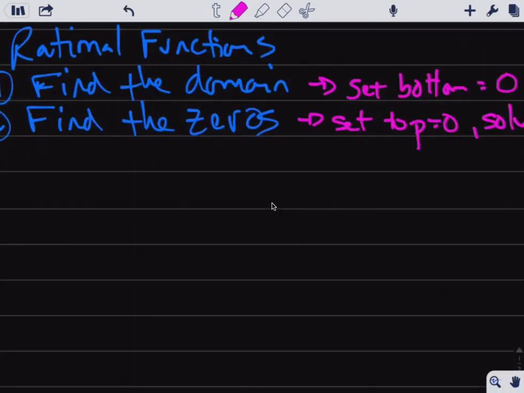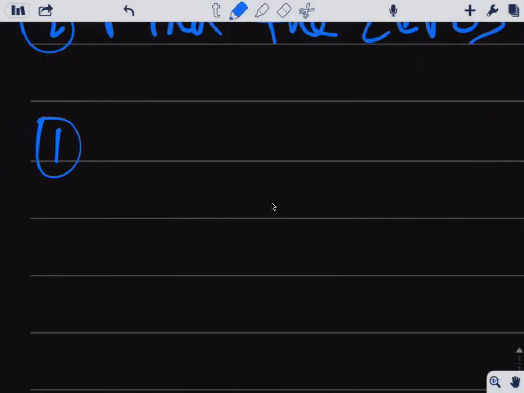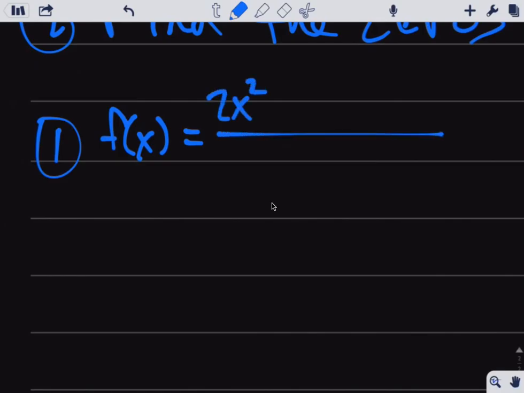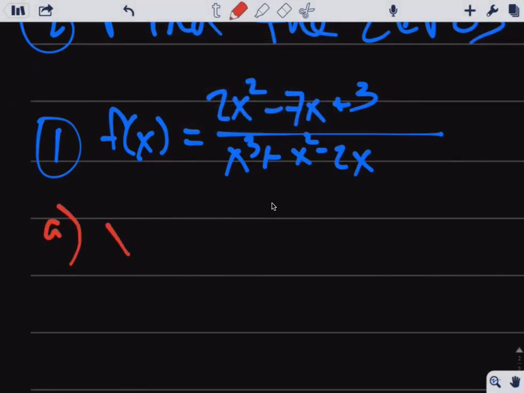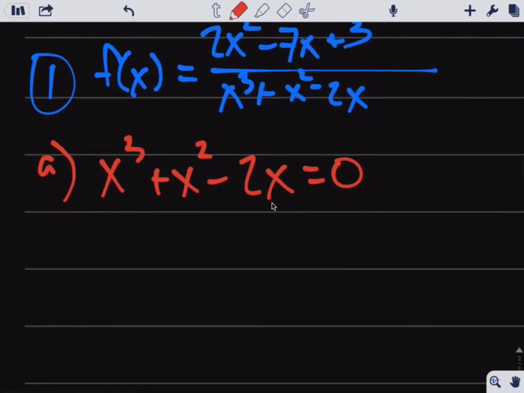So the first example dealing with these is a problem. We have f of x. Okay, we're dealing with functions, remember, so it's f of x. We get (2x squared minus 7x plus 3) over (x cubed plus x squared minus 2x). Okay, so for part A, we set the bottom, this is the domain, equal to 0. And then we solve. To solve this, the particular step is to factor.